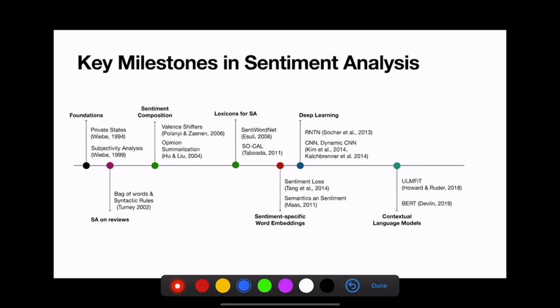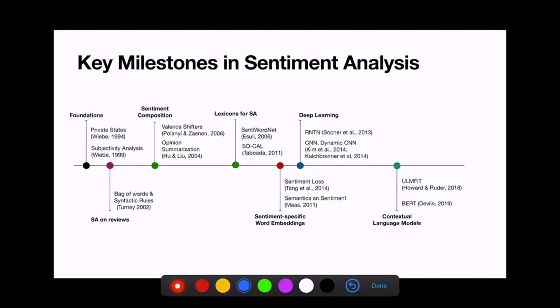Now, key milestones in sentiment analysis. Sentiment analysis has been researched quite a lot, with extensive research done. If we start from the foundation, 1994 and 1999, the analysis of private state and subjectivity analysis. What does it mean? You take a sentence or an unstructured text document and analyze whether it contains the private state of the speaker. If it expresses a private state like opinion, sentiment, or emotion, then it is subjective, which means it contains sentiment. If it does not, then it's a factual sentence or it's neutral.